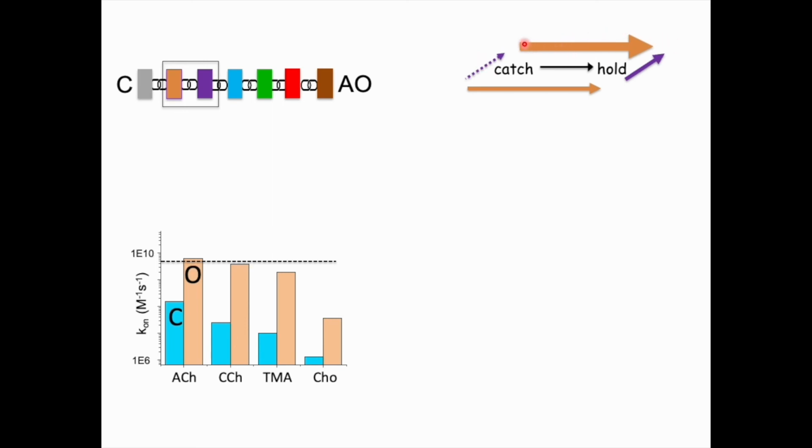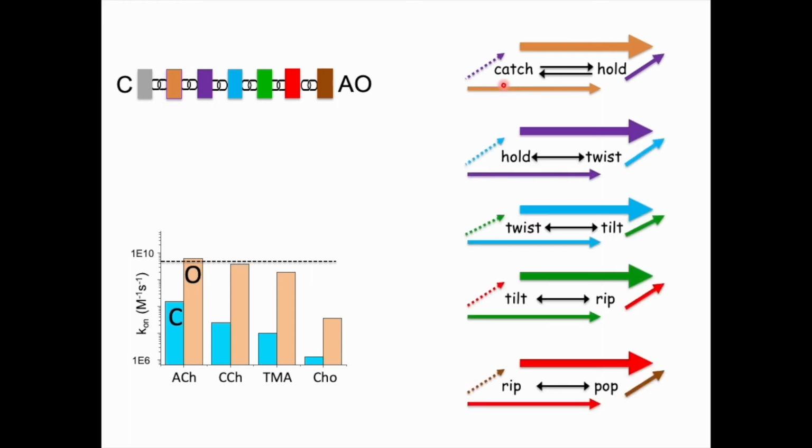So that means if you find yourself having undergone hold, rarely it will happen. If it happens first, you're very rapidly going to also catch. So the microscopic reversibility means that if catch promotes hold, then hold promotes catch. And this must happen also throughout the rest of the isomerization. So hold and twist, twist and tilt, tilt and rip, rip and pop all promote each other.